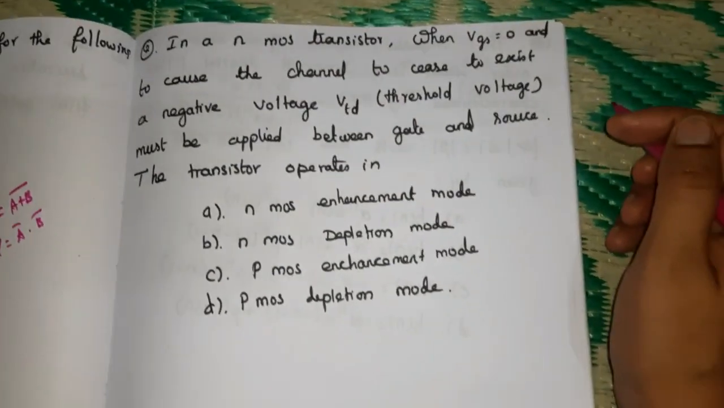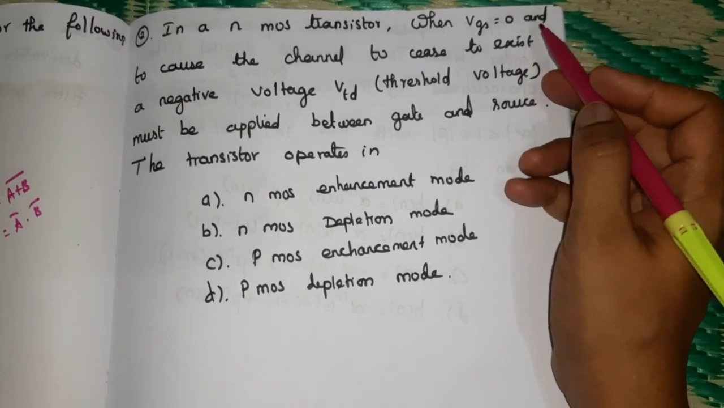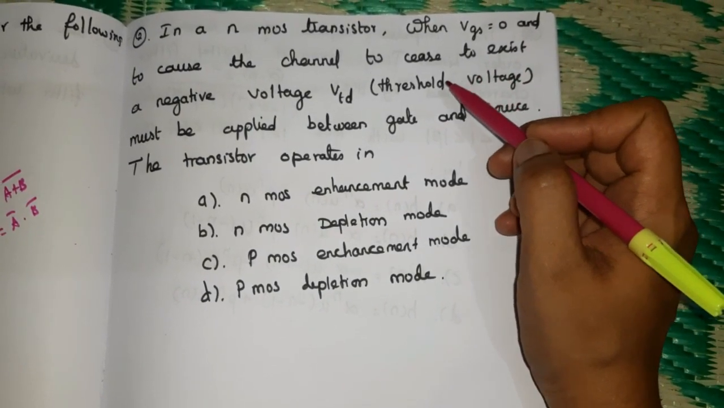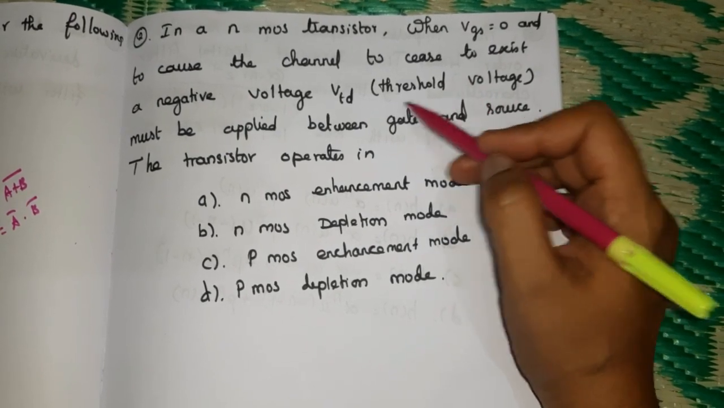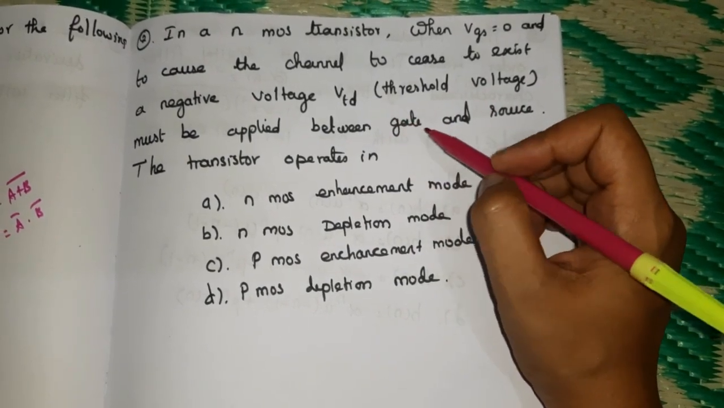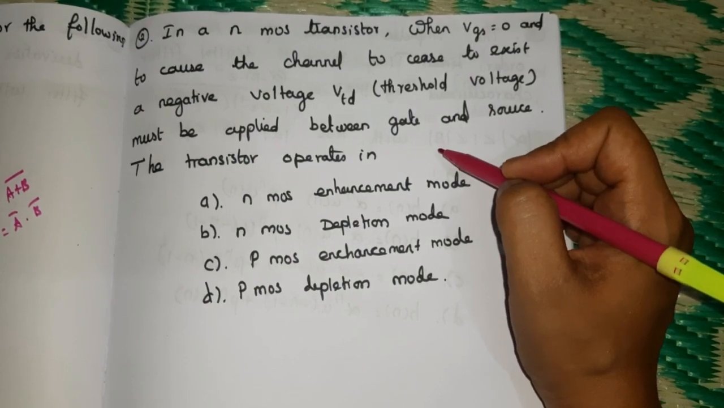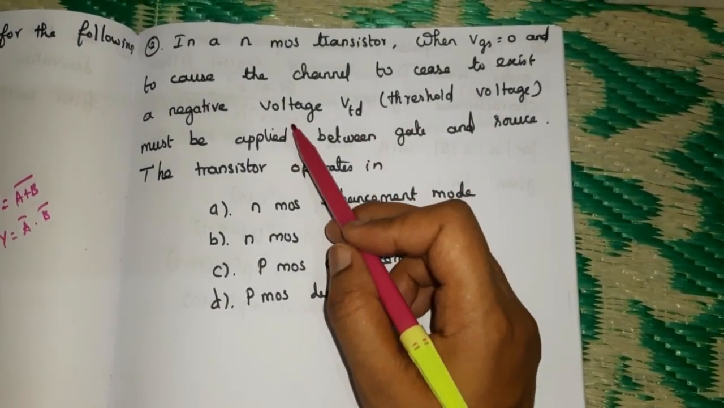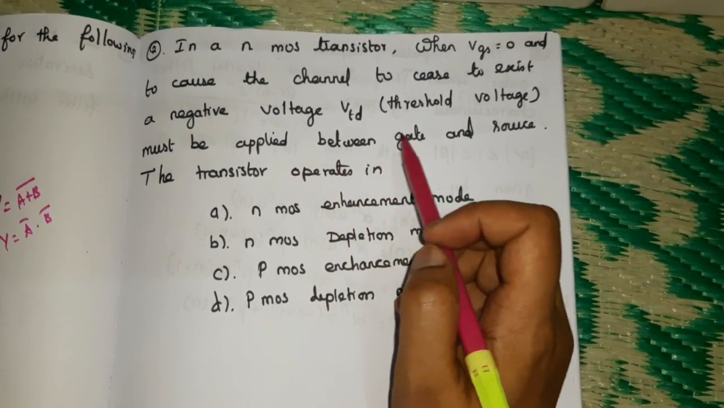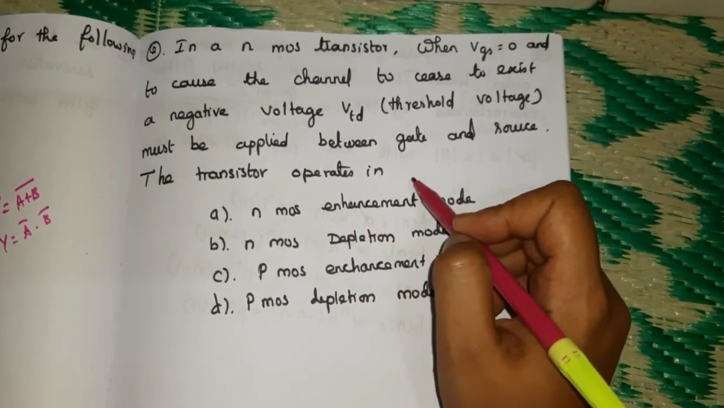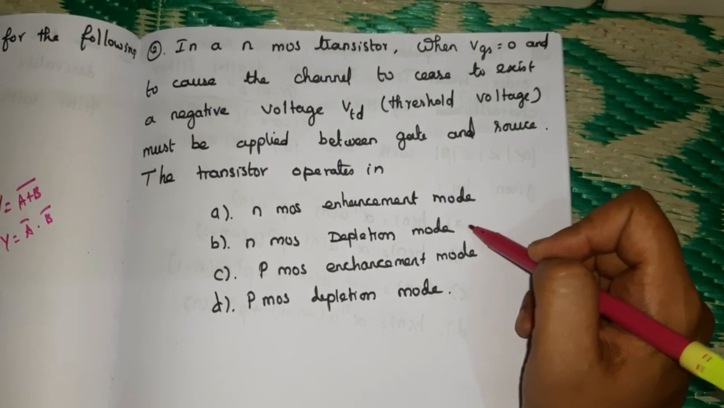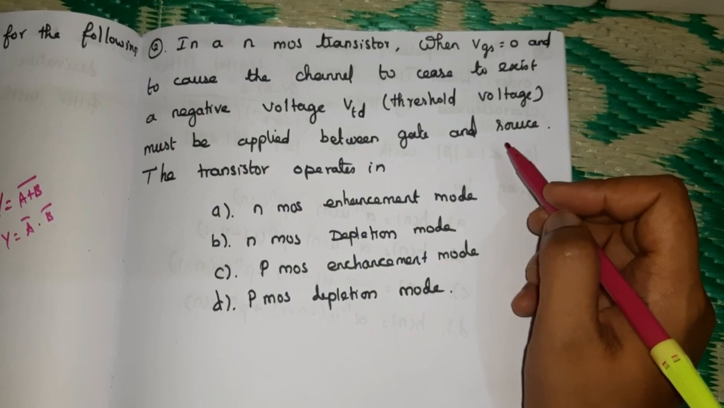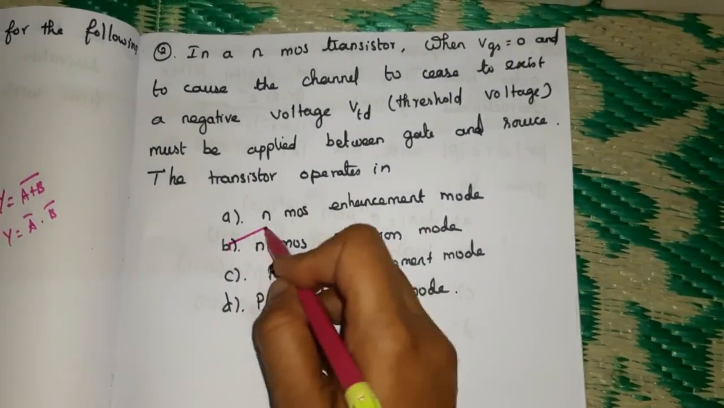And next question: in an NMOS transistor when VGS is equal to 0, to cause the channel to cease to exist, a negative threshold voltage VTD must be applied between gate and source. The transistor operated in? Here the threshold voltage is negative and a negative voltage is given between gate and source. Then the transistor operates in NMOS depletion mode, and for enhancement mode we must give a positive gate voltage. So here the answer is B.